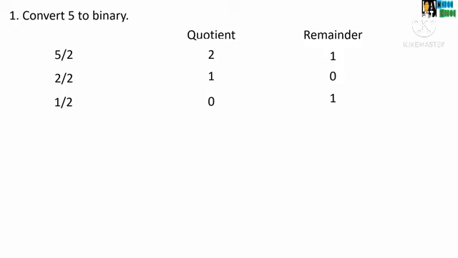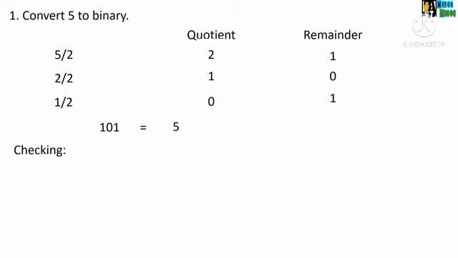So next, let us get the remainder. Take note, let us get the remainder from the bottom to top. So the remainder is 101, which is equal to 5. 5 is the number that we divided by 2, where we started dividing.